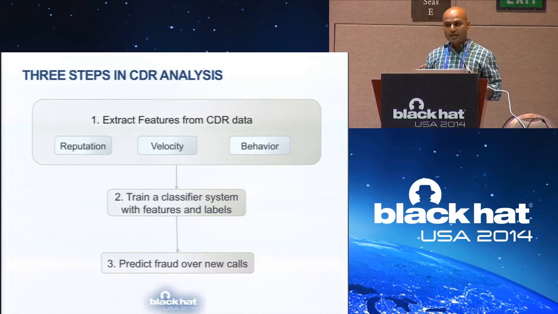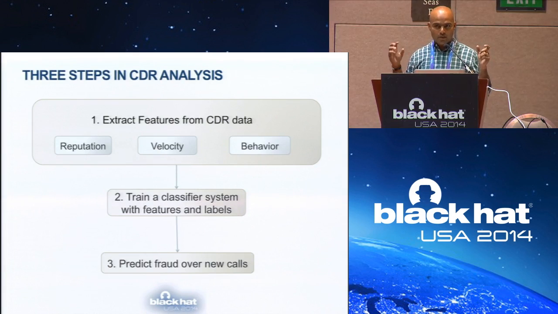So overall, in CDR analysis, we have three major steps. The first step is to convert the CDR data into features that can be put into a model. These features are numeric features, and we categorize them into three kinds that we'll talk about in a little more detail: reputation, velocity, and behavior. Once we represent calls in terms of these features, we can train a machine learning system, or what's called a classifier system, with features and labels. Labels are something we get from our customers who have fraud teams, and they label certain calls saying, oh, these calls are fraud or these calls are genuine. So we can use those labels combined with the raw data, the features, to train a model to learn to distinguish real fraud from genuine calls. And then once you have a model that's trained, we can use that model to predict fraud over new calls. So that's the overall architecture of a CDR analysis system.